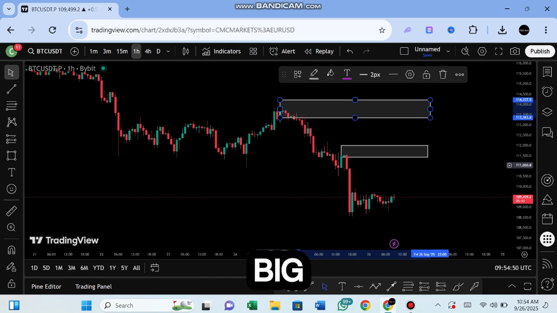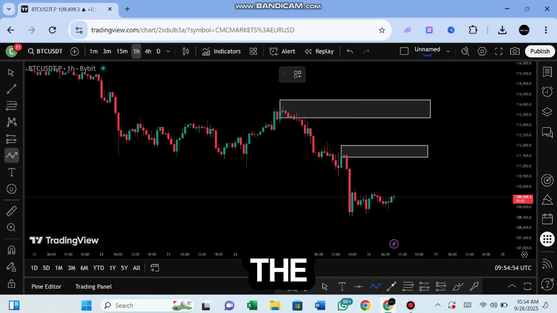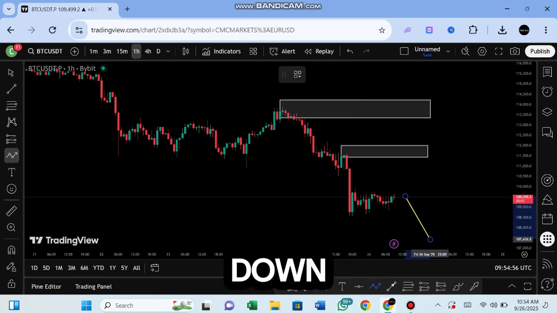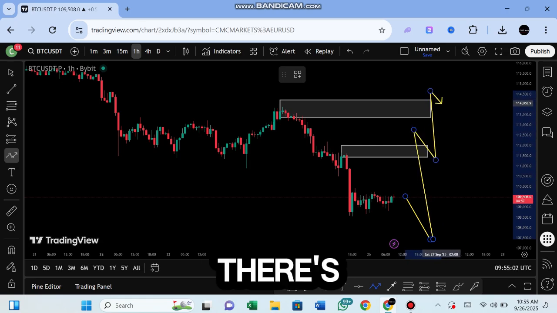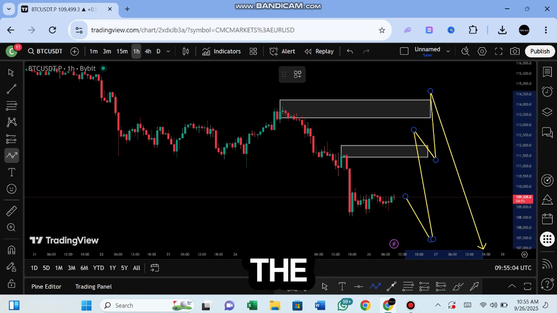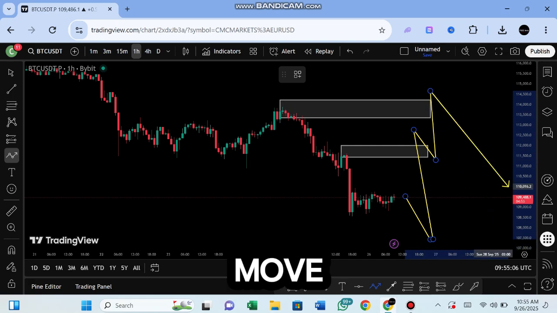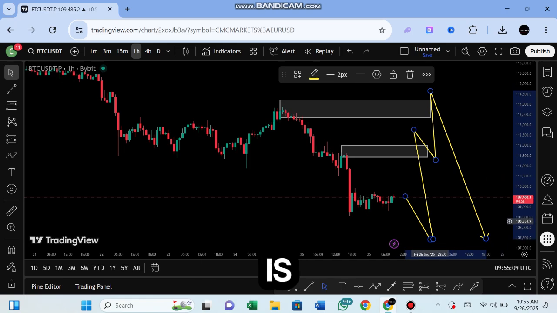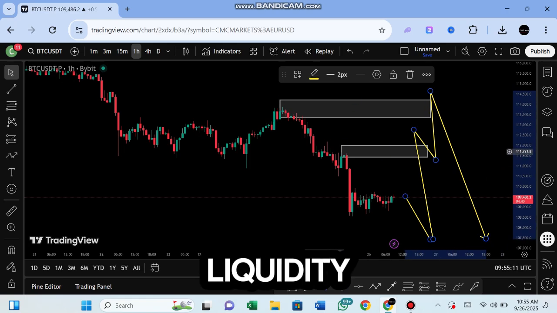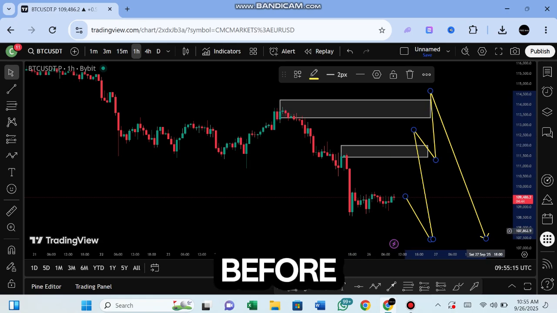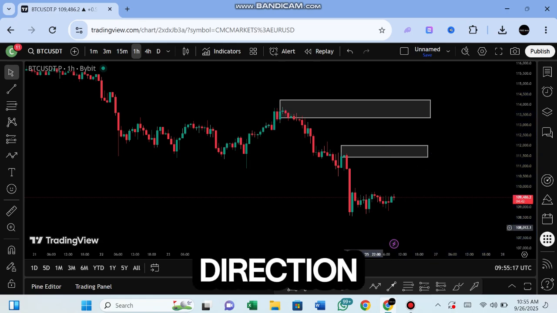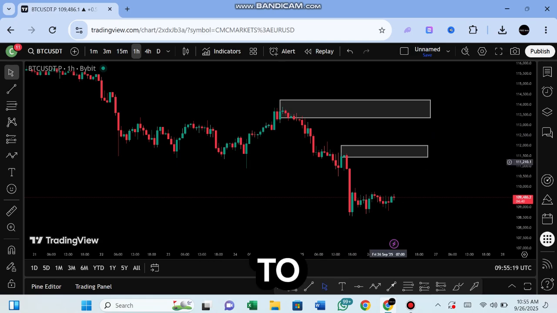So what those big financial institutions will do is simply manipulate the market. Though the price of this coin is going to go down, they first come back, sweep your liquidity, and then the price will move downward. That's what a simple liquidity graph is. All they do is clear up your liquidity, make you lose your money, and trigger your stop losses before the market moves in the direction it's intended to.